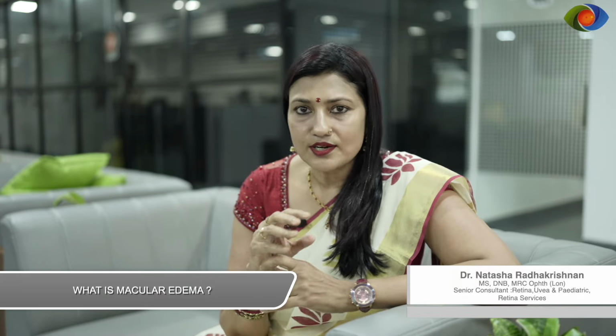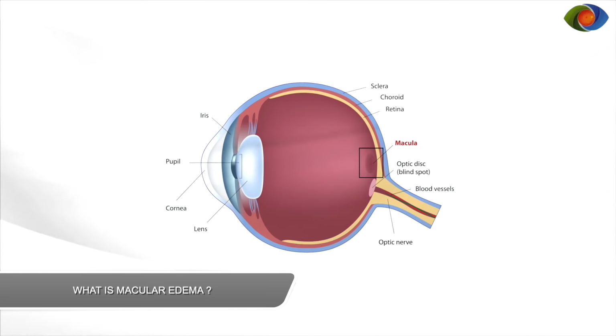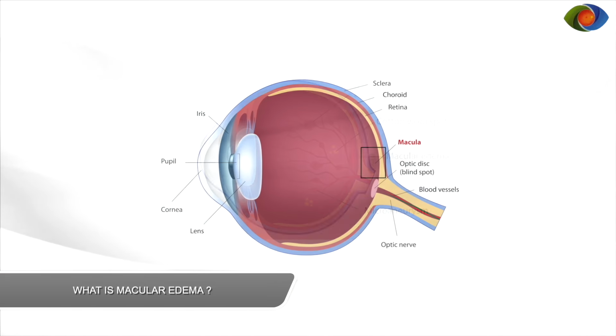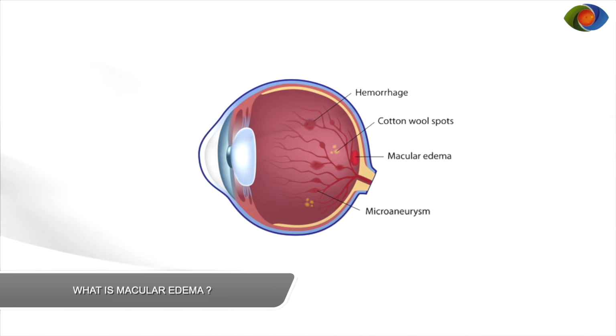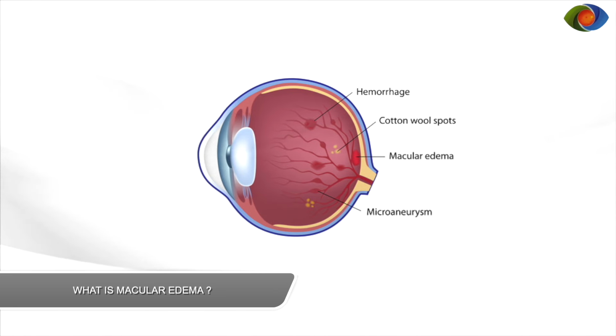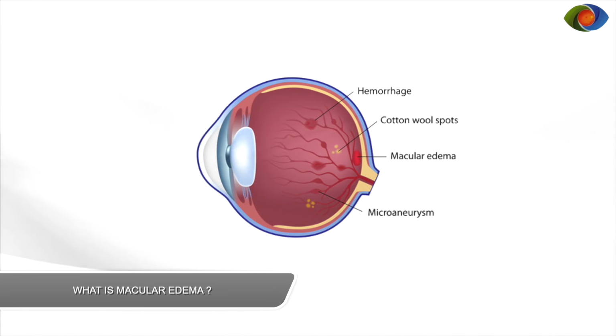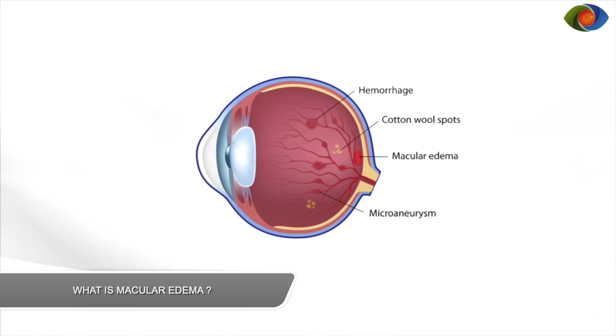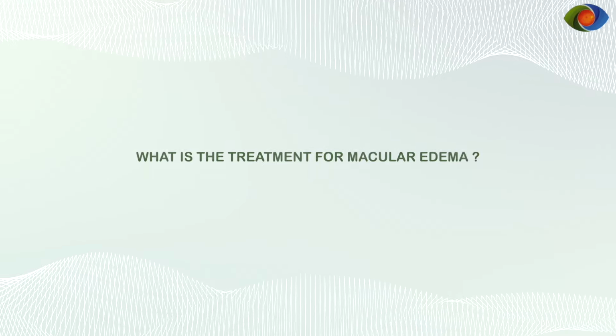Macular edema is when the central part of the retina that is required for vision, called the macula, has fluid inside or swelling inside, and that causes gradual decrease of vision. It is to evaluate this macular edema in detail that we use the optical coherence tomography usually.